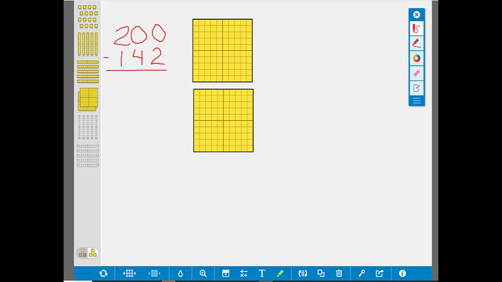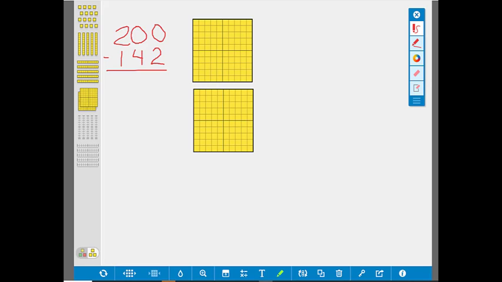I wanted to talk you through how to pair the US standard algorithm with the base 10 models. This is something that we do a lot in third grade and as students transition into fourth grade to help them see the connections between what we do with the base 10 models and the flexible grouping, and then how that connects with the US standard algorithm.